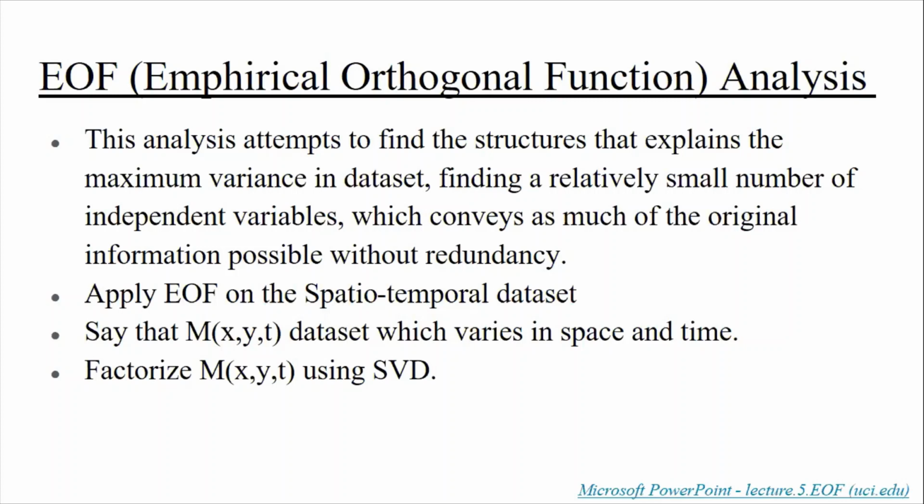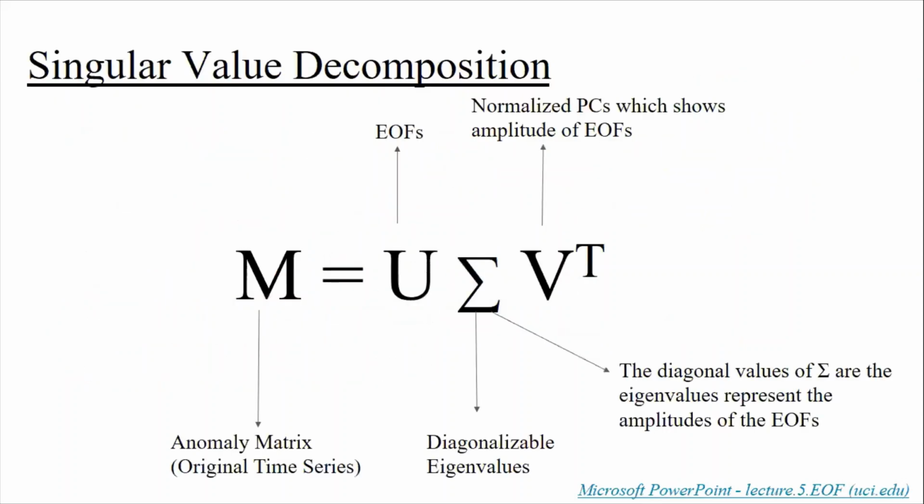Let's say that our dataset is M(x, y, t), which varies in space and time. Now we will factorize this M(x, y, t) dataset using SVD. While doing singular value decomposition of this M dataset, which is our anomaly matrix or original time series, we get U as the EOFs. In sigma, there are diagonal eigenvalues, and these represent the amplitudes of the EOFs. And for V, we get normalized PCs, which show the amplitude of the EOFs.